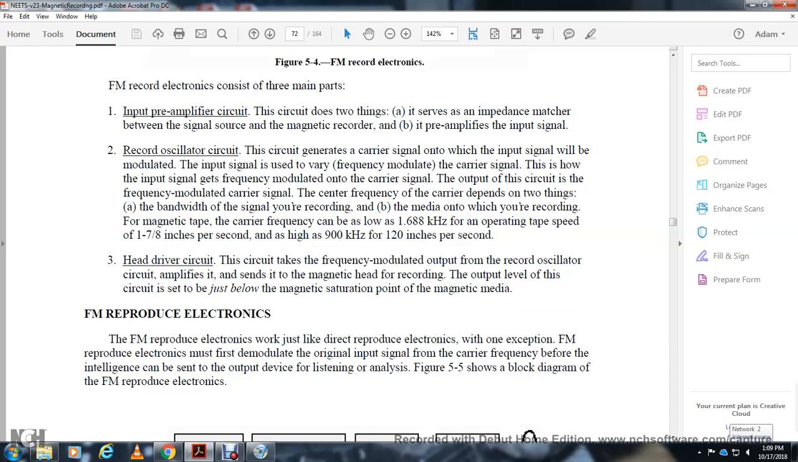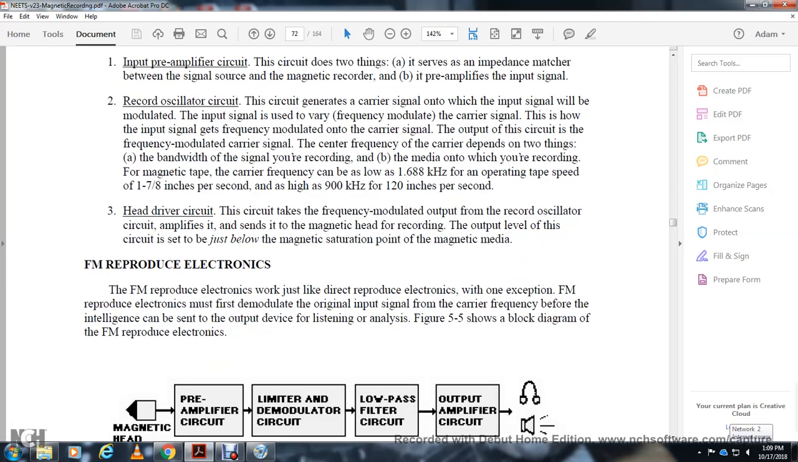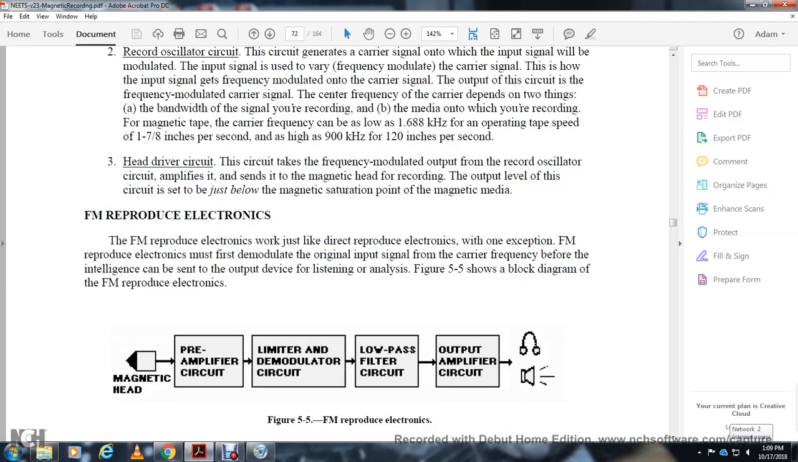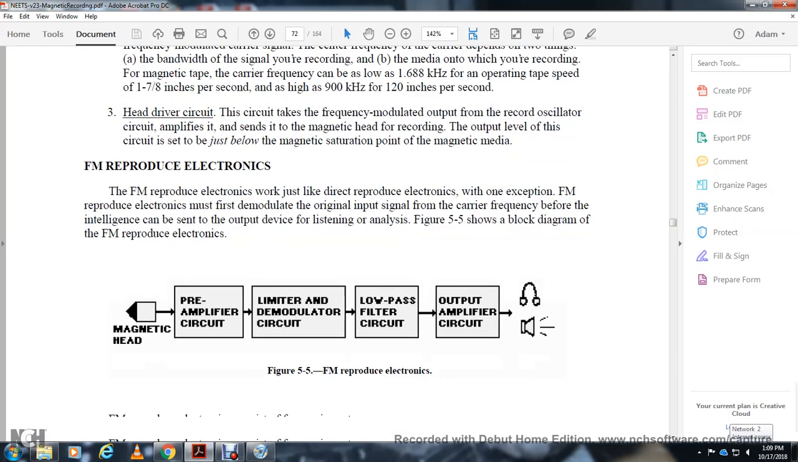Frequency modulation reproduce electronics. The FM reproduce electronics are just like the direct reproduce electronics, with one exception. FM reproduce electronics must first demodulate the original carrier signal to recover the intelligence so it can be sent to the output device for listening. Figure 5.5 shows the block diagram of the FM reproduce electronics: magnetic head, preamplifier, limiter, demodulator, low pass filter, and output amplifier.